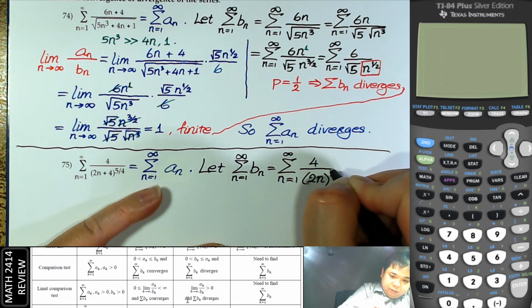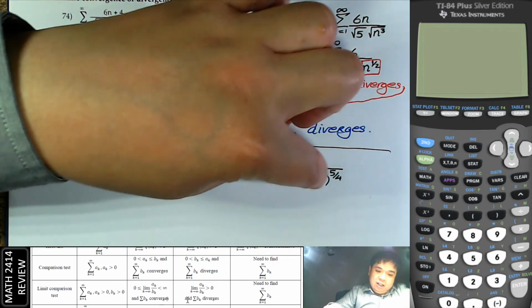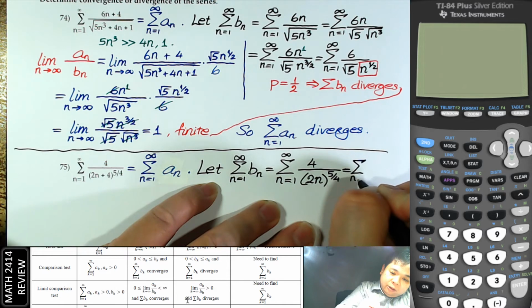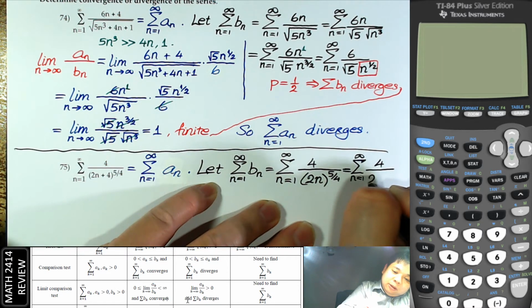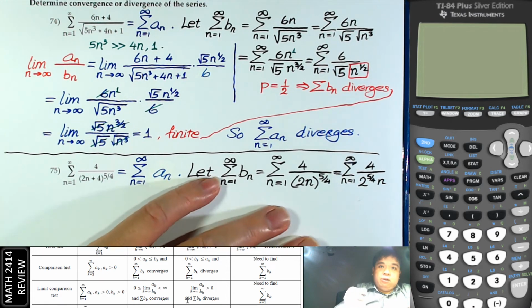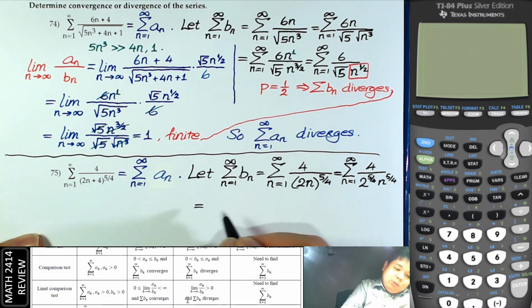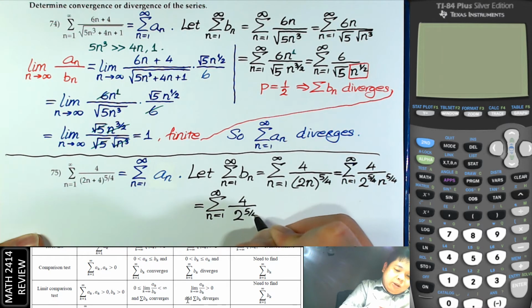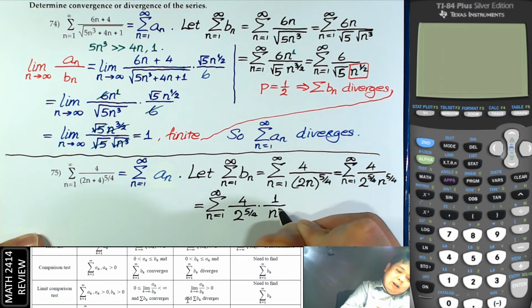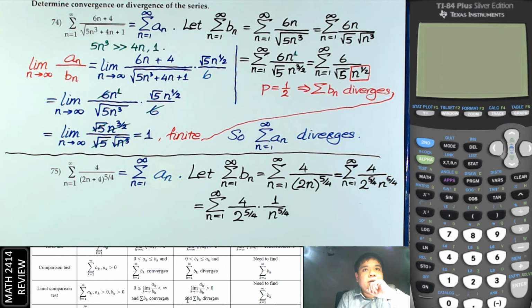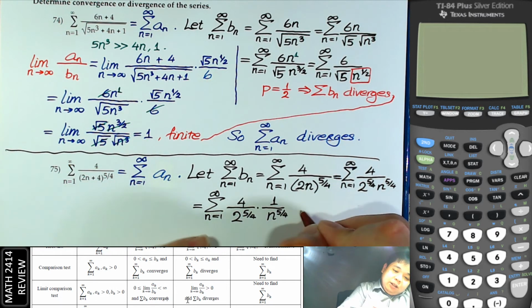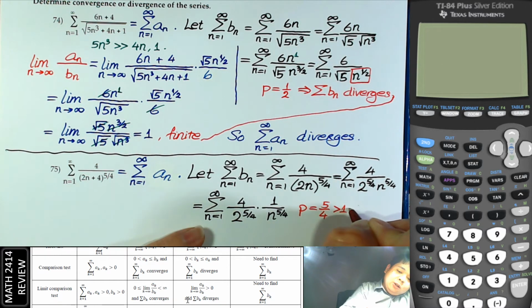Now we can split this, the 5/4 power, go to 2 and go to n. n to the 5/4. Let's just rewrite that a little bit. 4 and 2 to the 5/4, that is constant. And then we have 1 over n to 5 over 4. So what's that? Well, this is constant, and we have n raised to the power 5 over 4. Well, that is a p-series. p is equal to 5 over 4, bigger than 1, so it converges.